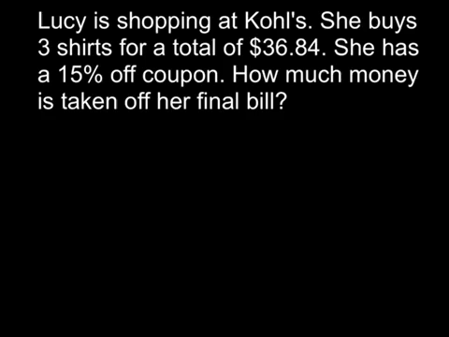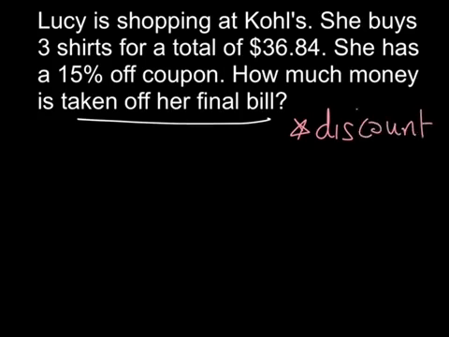In our first example, it says that Lucy is shopping at Kohls. She buys 3 shirts for a total of $36.84. She has a 15% off coupon. How much money is taken off her final bill? So in order to figure out our answer, once again, we're just figuring out the discount because it says how much money is taken off her final bill. It does not ask us what is her final bill or anything like that. We need to make sure, once again, we are reading the question. So in this question, we are trying to figure out what the discount is going to be.